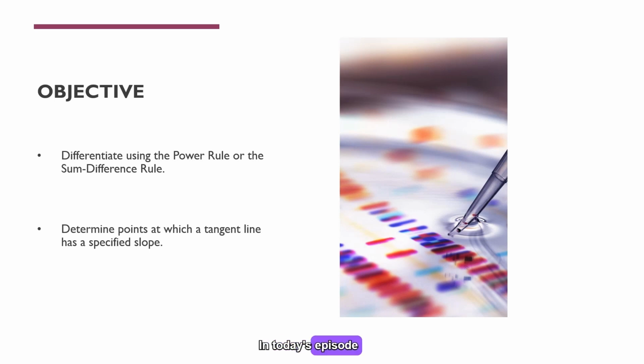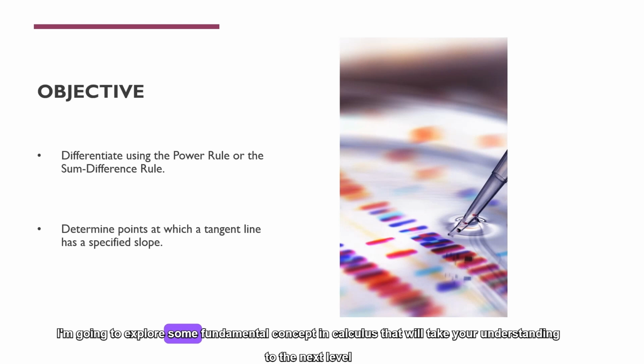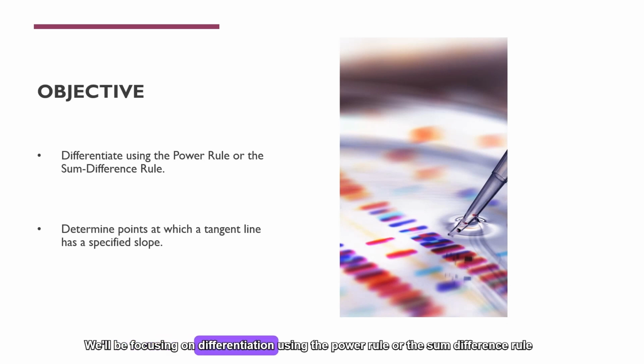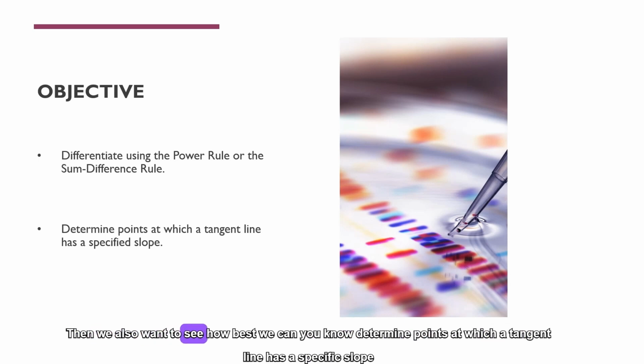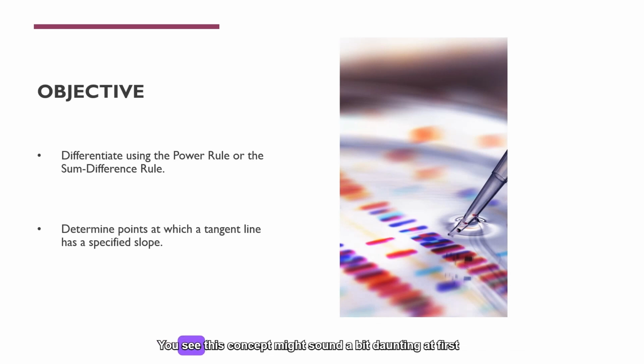In today's episode, I'm going to explore some fundamental concepts in calculus that will take your understanding to the next level. We'll be focusing on differentiation using the power rule and the sum and difference rule. Then we also want to see how best we can determine points at which a tangent line has a specific slope. You see, this concept might sound a bit daunting at first. Don't worry, I'll guide you through each step, breaking down the concept into easier to follow explanations and providing plenty of examples along the way.